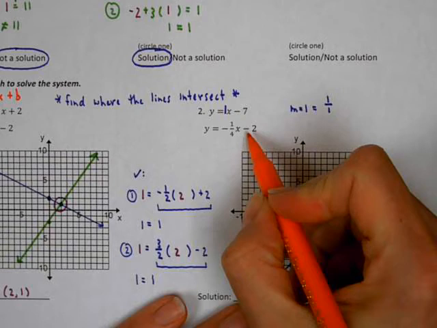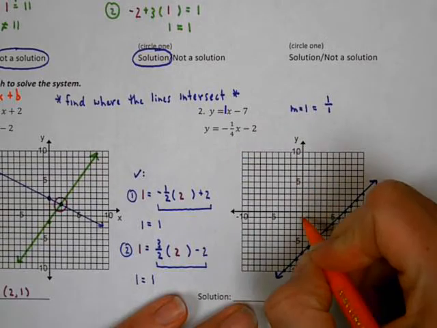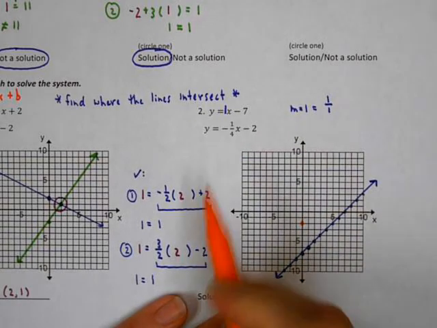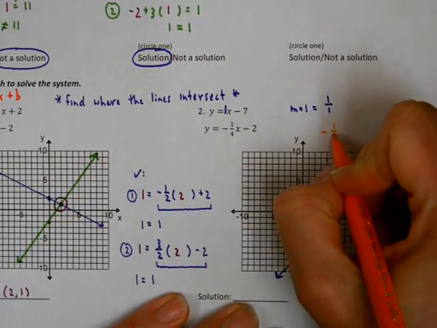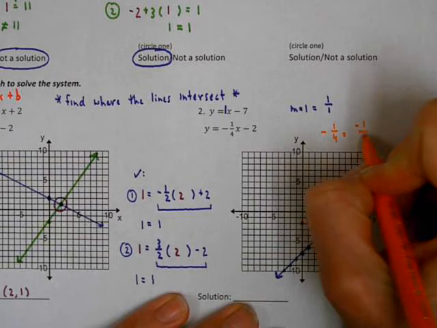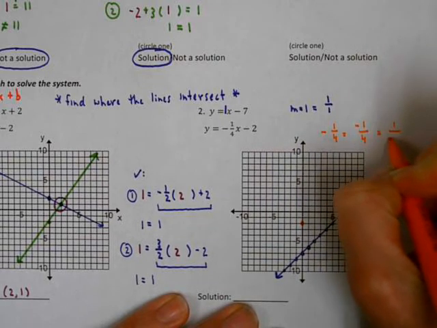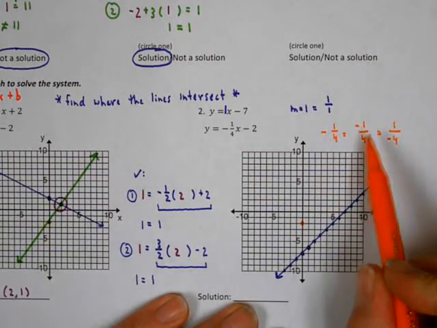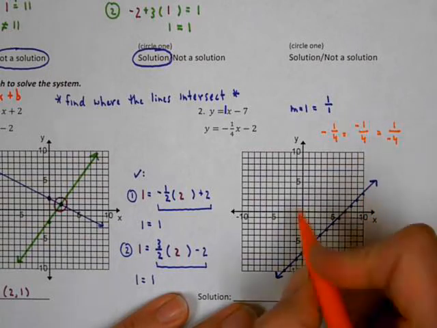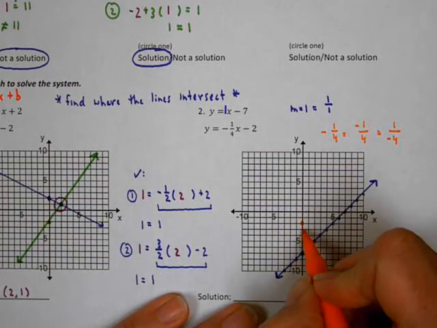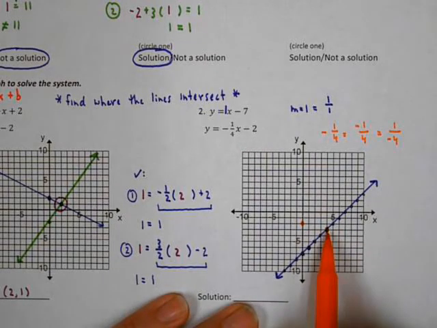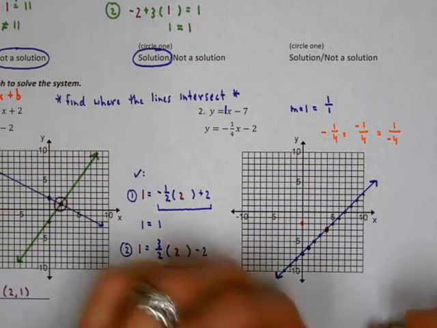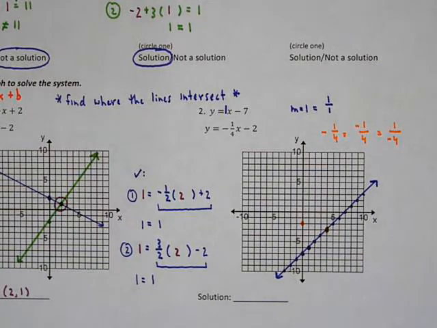Here I have a y-intercept of negative 2 and a slope of negative 1/4. Remember that negative 1/4 is the same as negative 1 over 4 or 1 over negative 4. So I'm going to do negative 1 over 4, which means I'm going to go down 1 and to the right 4. And here you can see, because I drew in all those points the first time around, it's really easy to see where my intersection point is.